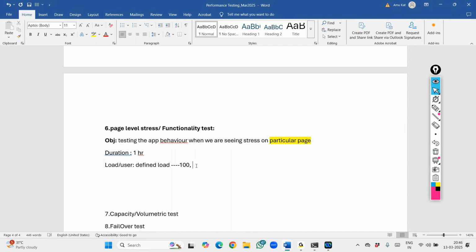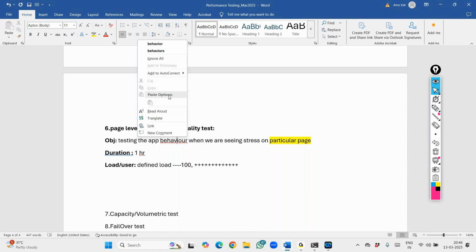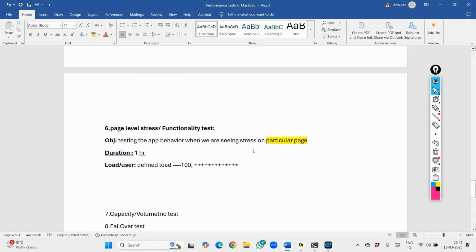Mostly it will keep on increasing anyhow, plus plus plus. So that is the main objective of the stress test, page level stressing. As it is mainly focusing on one functionality, which is payment in our example, that's the reason we can also call page level stress a functionality test. Don't get confused. Manual functional testing is different, and the type of performance testing called functionality test is different.